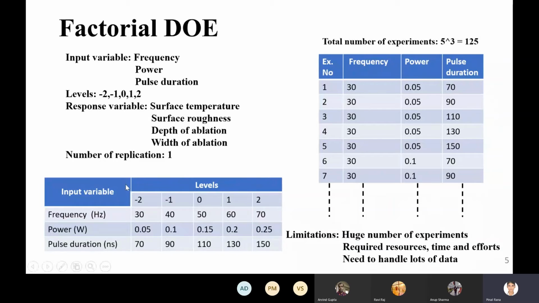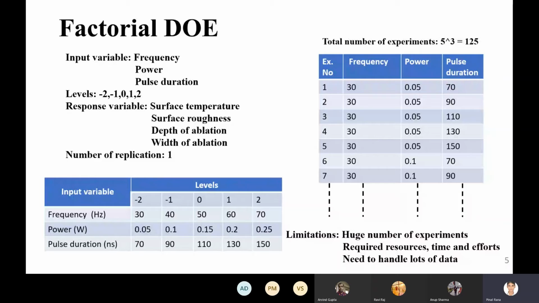Here are the five different levels of frequency, which are 30, 40, 50, 60, and 70. Five different levels of power: 0.05, 0.1, 0.15, 0.2, and 0.25. And five different levels of pulse duration in nanoseconds, which are 70, 90, 110, 130, and 150. If we want to know the effect of each and every parameter and its interaction on the response variable, we have to conduct 5 raised to 3, which is 125 experiments, which is quite high.